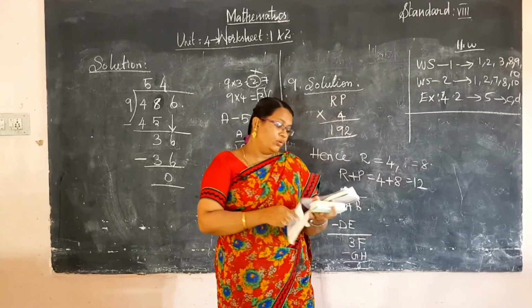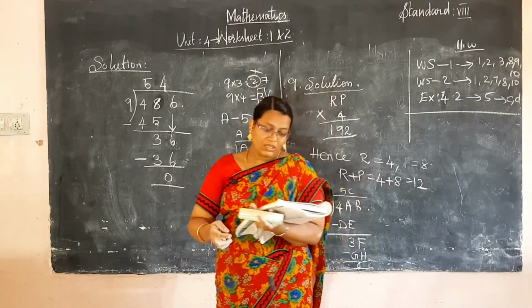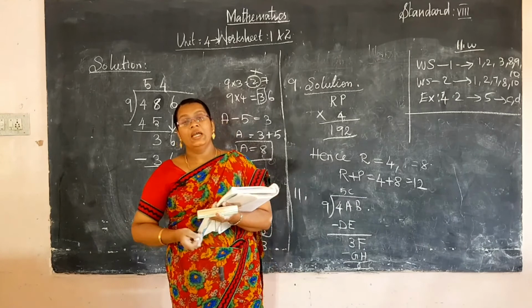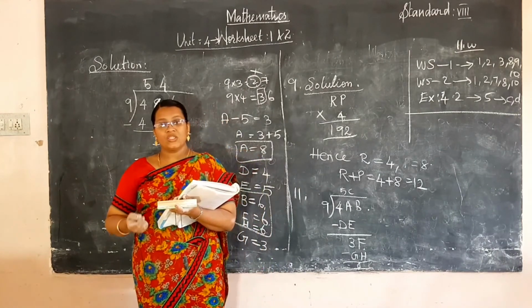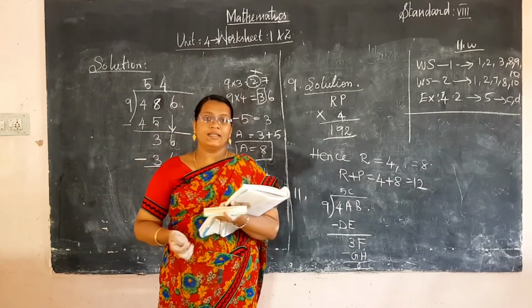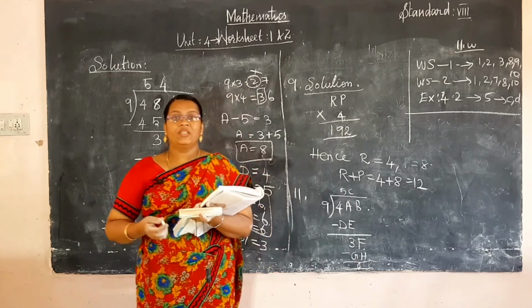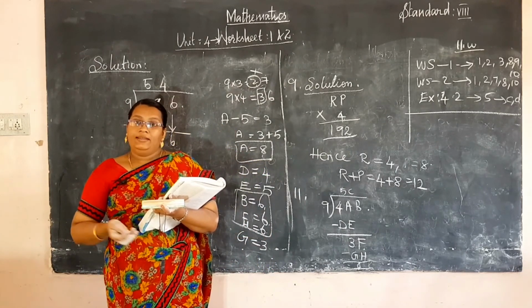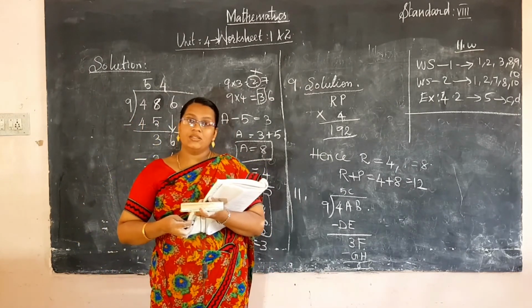So the fourth unit is completed. In this unit we have learned about number patterns, magic squares, and divisibility tests for 2, 3, 9, and 10. I hope you all understood this concept.